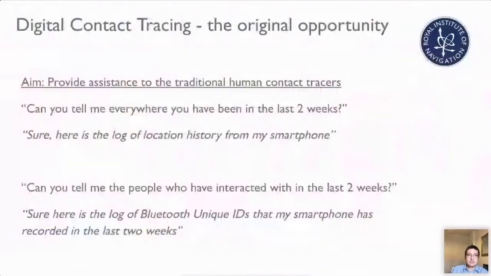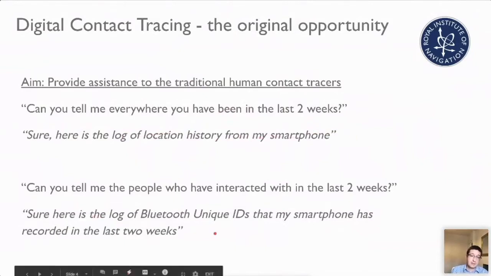And so the original opportunity for digital contact tracing, i.e. using our smartphones to help, was to simply help the traditional human contact tracers. So your phone can keep a log of where you've been. You could choose to turn this on and off. There are plenty of apps that already do this for you. And your phones can talk to each other in the background, even while they're in your pockets or in your bags, and share IDs, and therefore keep a log themselves as to which other phones they've been near and when.